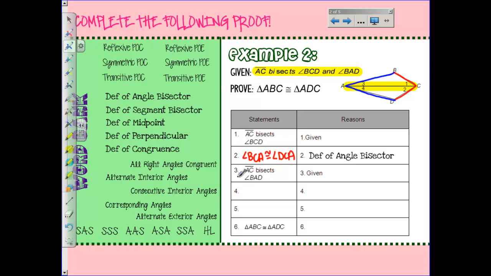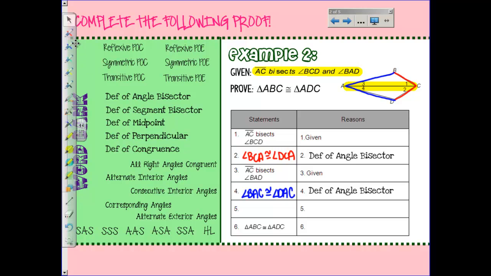The next thing should be very straightforward as well. Since we're bisecting again, it means we're cutting in half. Only this time we're cutting in half the blue piece. So now we're going to have angle BAC is congruent to angle DAC. And that reason, once again, is the definition of angle bisector. Alright, so please remember, if you're struggling with this, if you don't see that, my notes will be on Edline, and you can always come in for tutoring tomorrow morning.